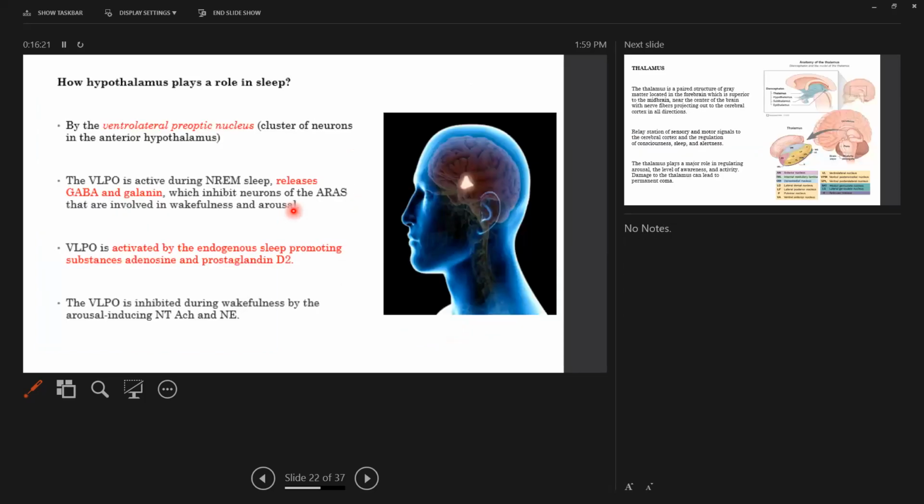There is a nucleus in the hypothalamus known as the VLPO, the ventrolateral preoptic nucleus. This VLPO nucleus releases GABA, which is an inhibitory neurotransmitter, and galanin, which is a neuropeptide. When GABA and galanin are released, they promote sleep. So the VLPO in the hypothalamus is promoting sleep. Also, the VLPO is activated by adenosine, which we will study further. So the VLPO secretes GABA and galanin, and they promote sleep.